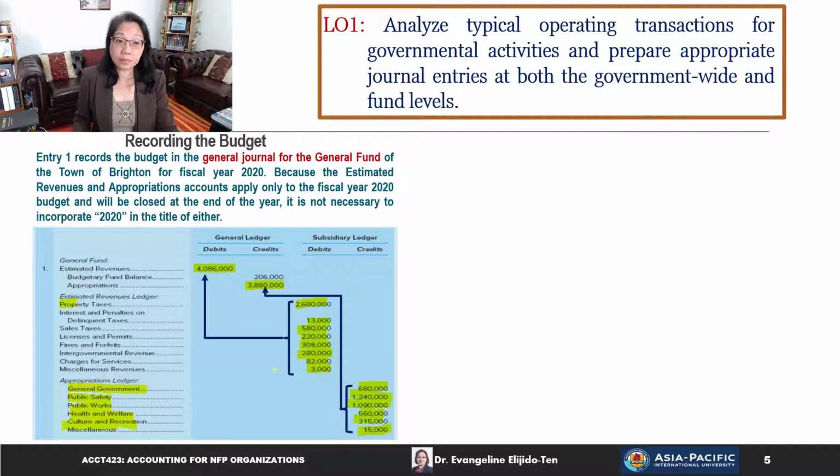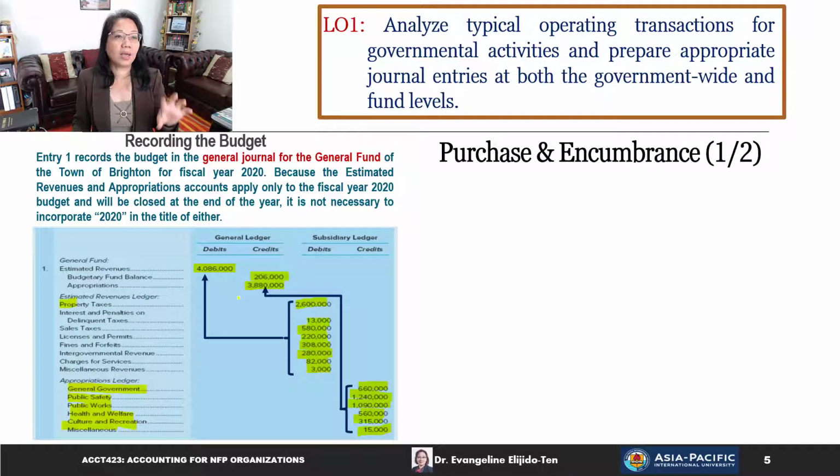So we are crediting the appropriations account for the total. And the difference between the two figures, 206,000, will be credited to budgetary fund balance. You'll notice that the estimated revenues are higher than the appropriations, and so the budgetary fund balance, the balancing figure of 206,000, will be on the credit side because the debit side is greater than the credit side. So that's our first entry, and that is to record the budget in the general journal for the general fund.